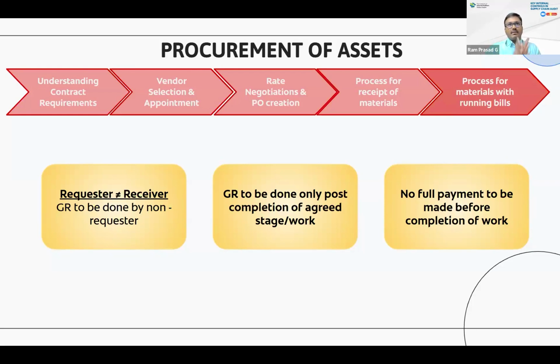When we are reviewing the control areas, the checklist points would be: are my person who's requesting and my person who's receiving different? When the GR is being taken, how is the PO getting raised? Is it descriptive? Does it have any control gaps? When the GR is taken for running bills, has the measurement been done, and has it been certified before releasing it? This could be one way of doing it in terms of procurement of assets.